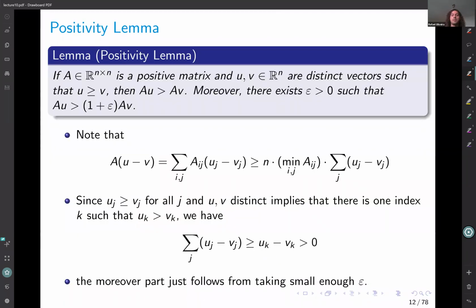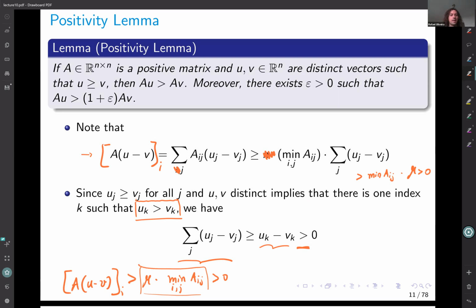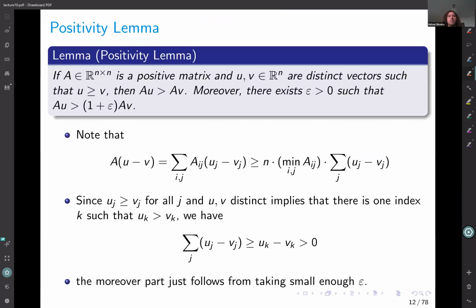Now the moreover part, there exists epsilon. You can just take epsilon to be small enough compared to this quantity that we talked about. Then, if you take epsilon really small, you obtain that AU is actually bigger than 1 plus epsilon times AV. Okay? Does that make sense? Is this positivity lemma clear? Okay, great. And the important thing to notice is that epsilon just depended on my matrix A and my vectors U and V. That's it. I just need to choose epsilon small enough, but it depends only on A, U, and V.